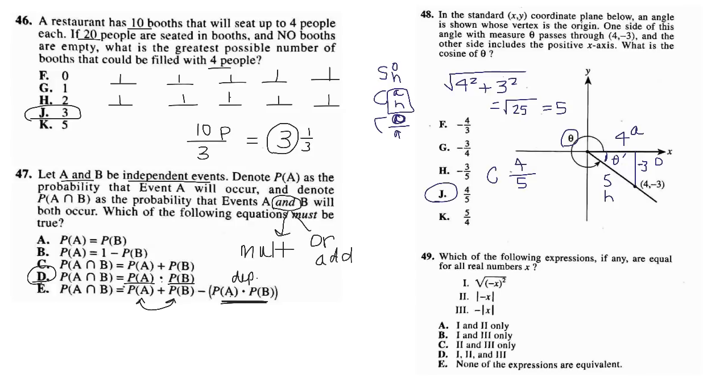Okay, number 49. Which of the following expressions, if any, are equal for all real numbers? Now, this one can be a little bit tricky. One thing for sure, students like to think that 2 and 3 are the same. They are not. They are opposites. 2 and 3 are not the same. So if we have any that says 2 and 3, well, we can eliminate here C, and I can eliminate D.